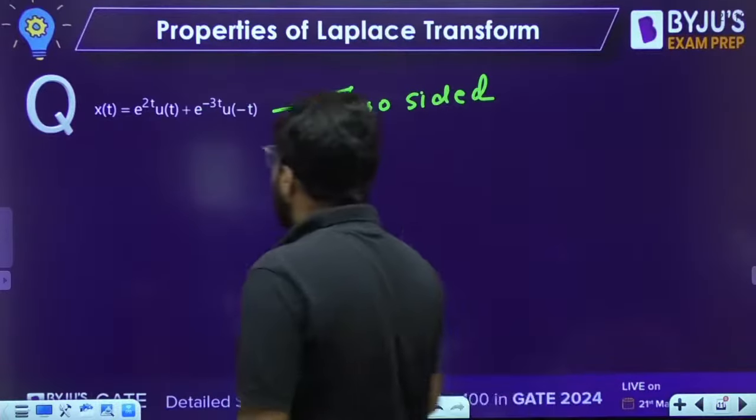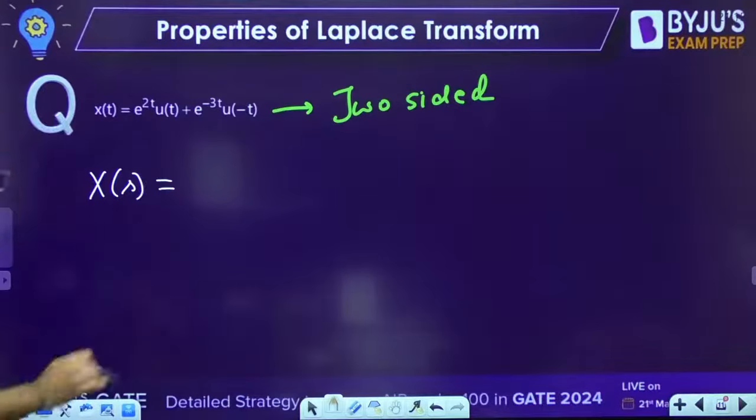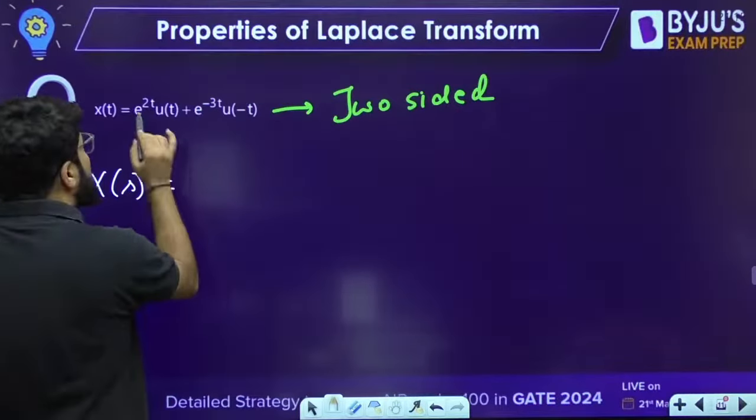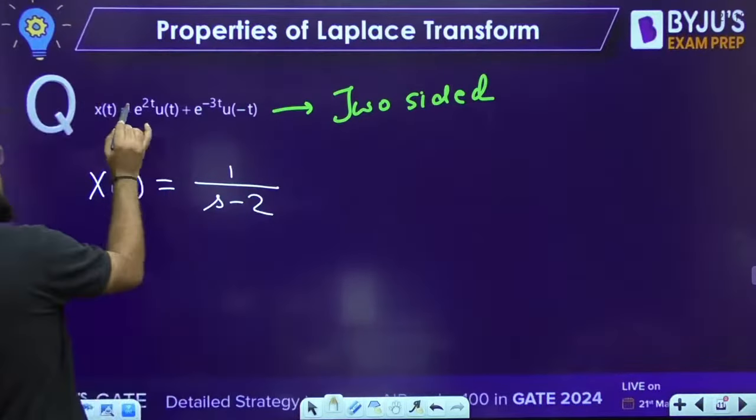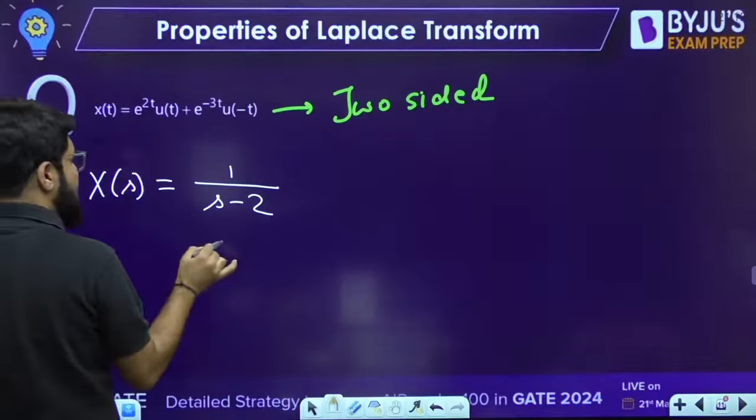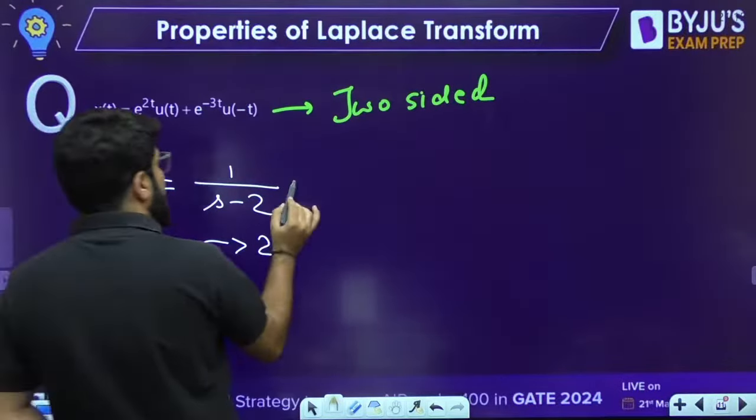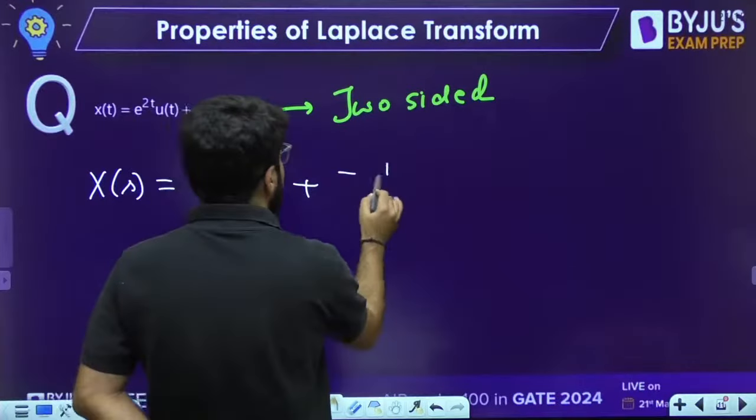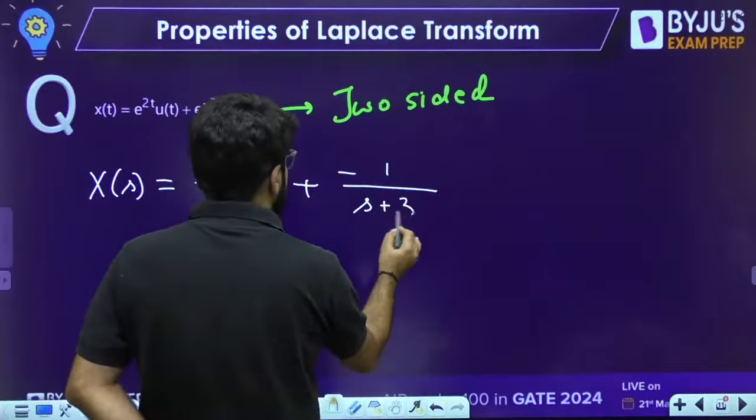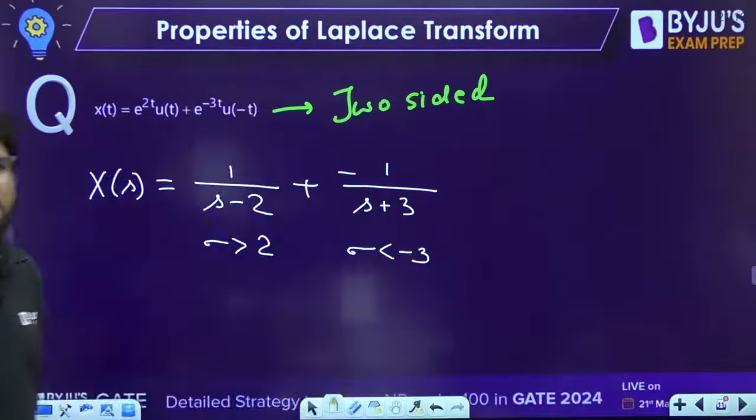So first let me calculate the basic Laplace transform. The Laplace transform of e power 2t u(t) is 1 upon s minus 2. So a is minus 2. But this is right-sided, so sigma greater than minus a, that will be sigma greater than 2. That is the ROC. Plus e power minus 3t u(-t) gives minus 1 upon s plus a, minus 1 upon s plus 3. ROC is left-sided, sigma less than minus a, sigma less than minus 3.